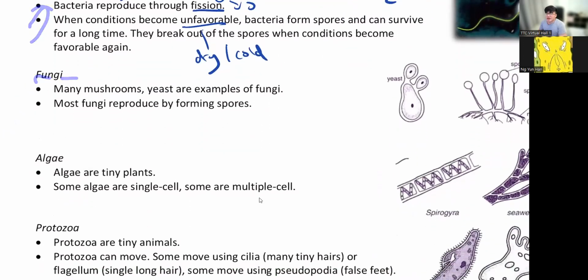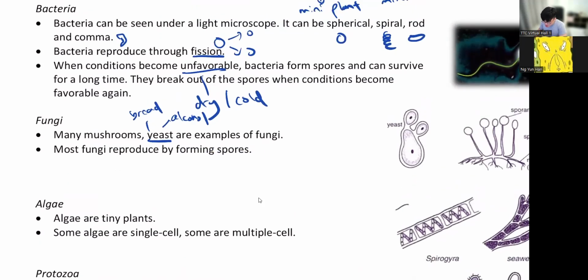Anyway, fungi, they are your mushrooms, right? Many mushrooms, yeast. You know what yeast is, right? We use this to make bread. We use this to make alcohol. Any alcohol, beer, wine, soju, sake, all are made from yeast. They are an example of fungi. They reproduce by forming spores, something like your bacteria.